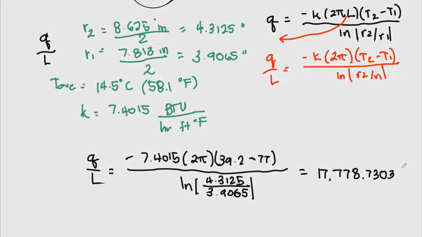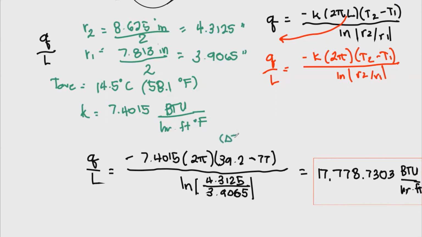So the answer is 17,778.7303. The unit should be British thermal unit per hour, so that is the heat rate, then per length, which is feet. So that is our unit. Remember, this answer is in English units. Don't confuse this with the value 17,778.7303.